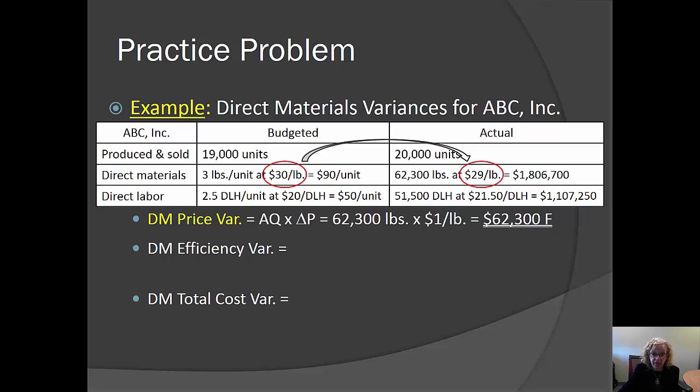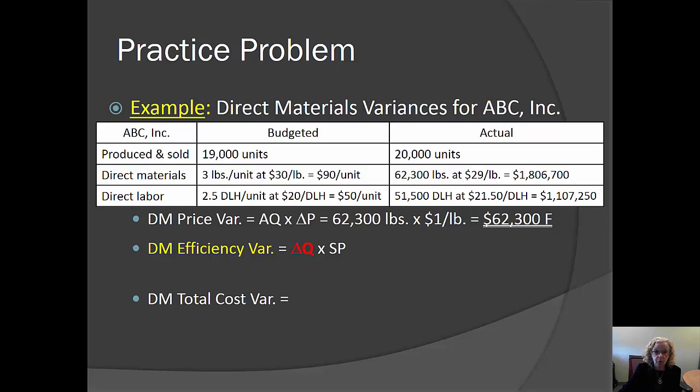That means that we saved $62,300. The formula for the direct materials efficiency variance is the difference between the amount of materials that we thought we would use and the amount that we actually used, but at the standard price.